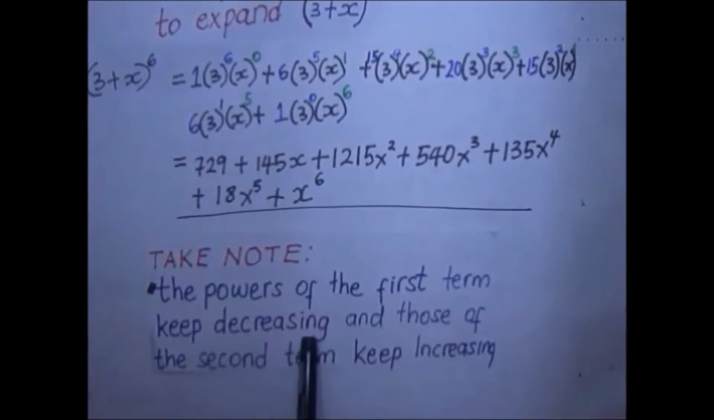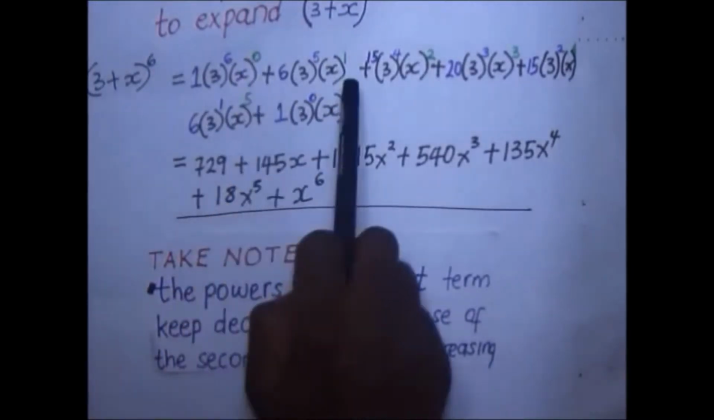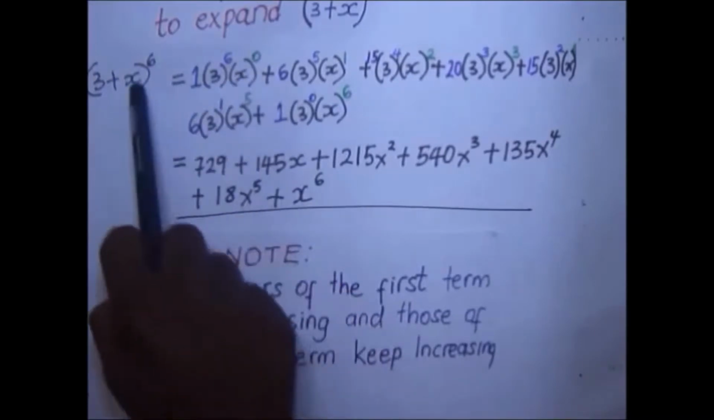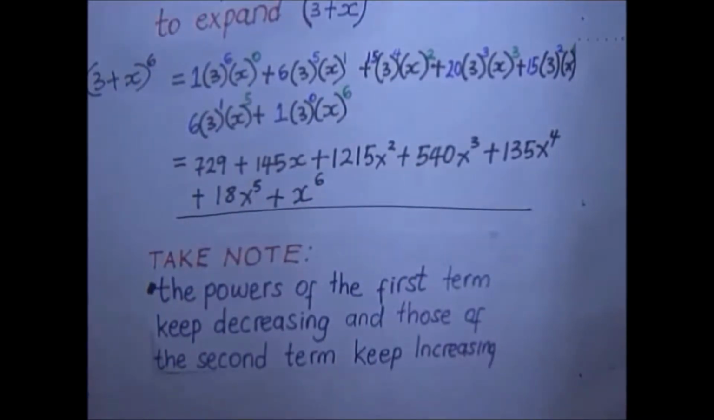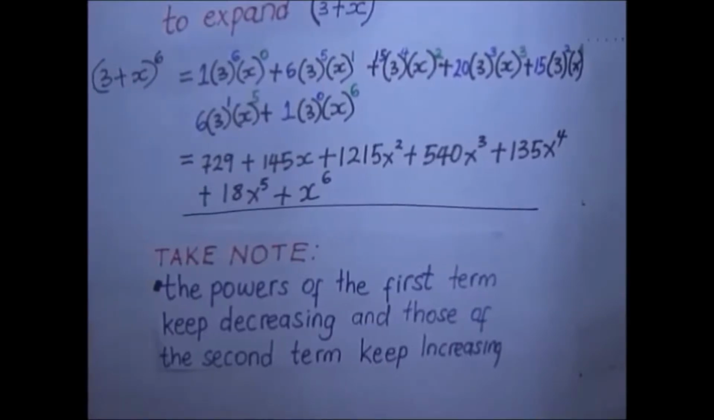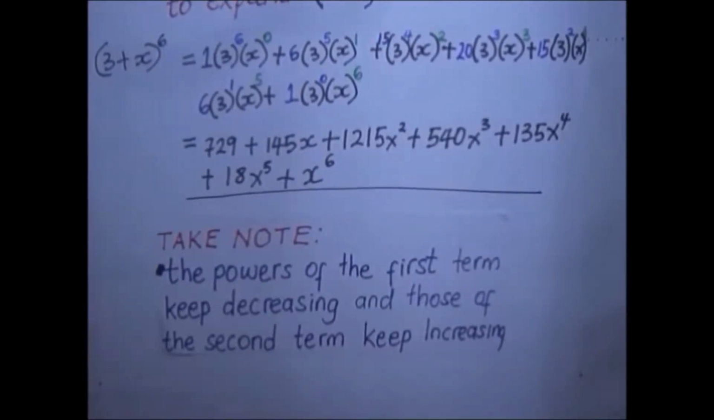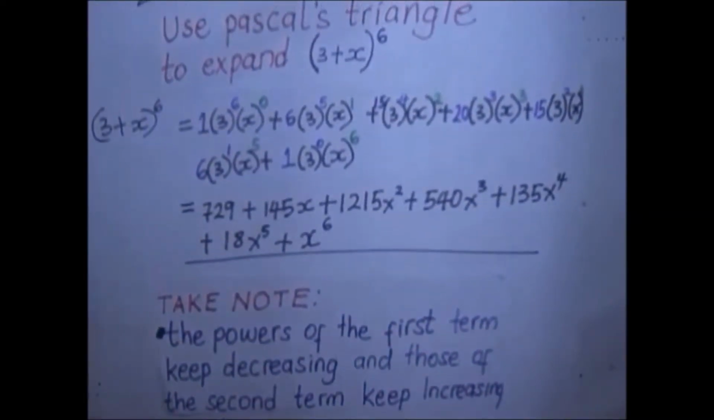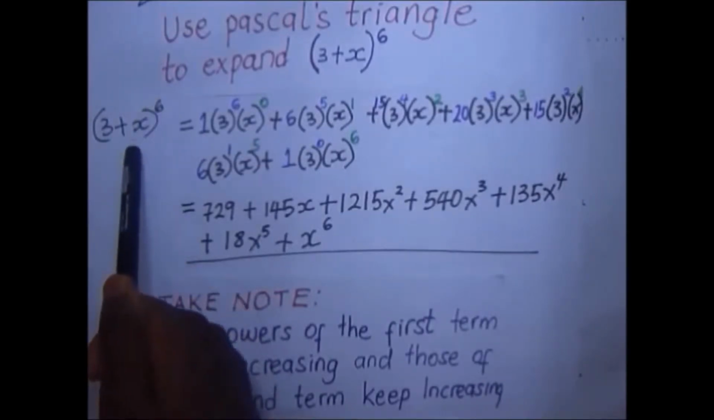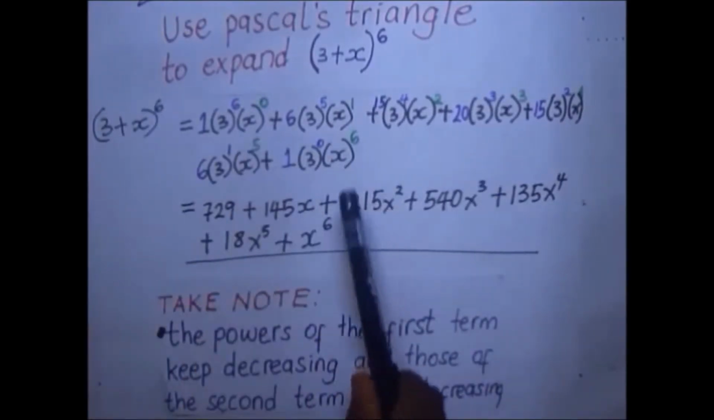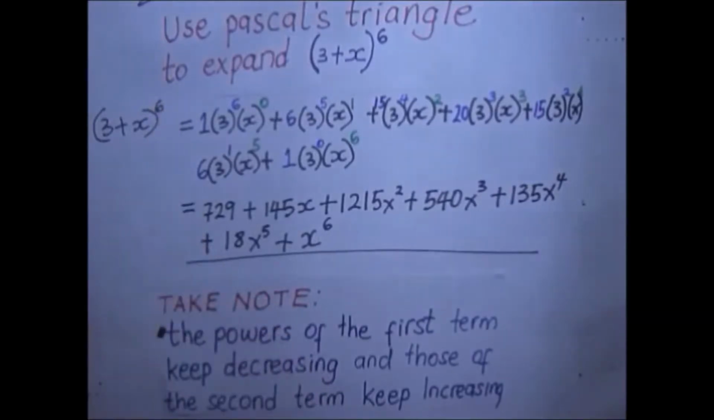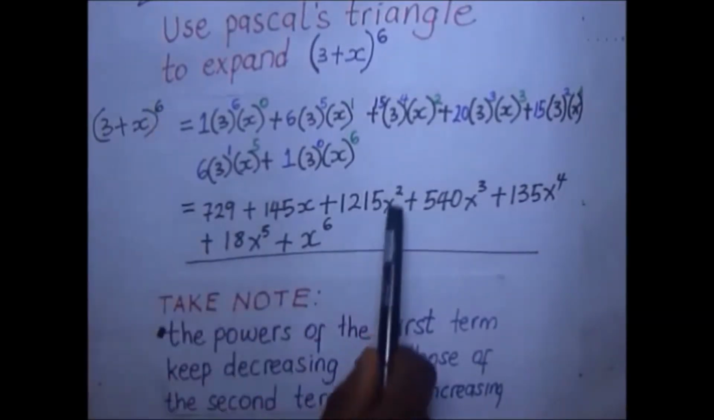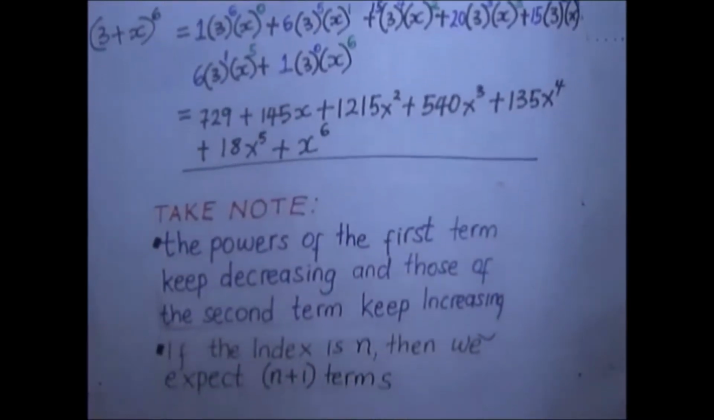The powers of the first term keep decreasing, and those of the second term keep increasing. The ones in green: the second term, which is x, the powers keep increasing. And that is true for all binomial expansions. The other fact you need to know: if the index is n, then we expect n plus 1 terms. The index here is 6, so the number of terms is 7. That is what we simply mean.